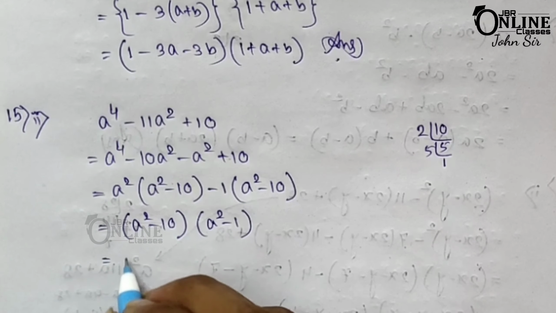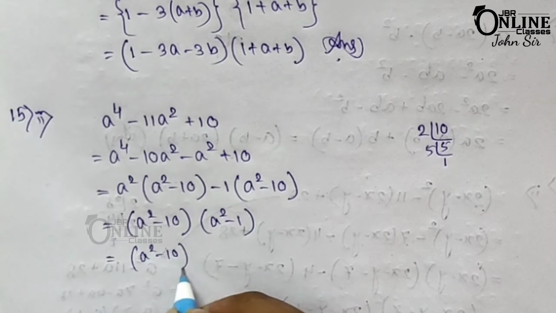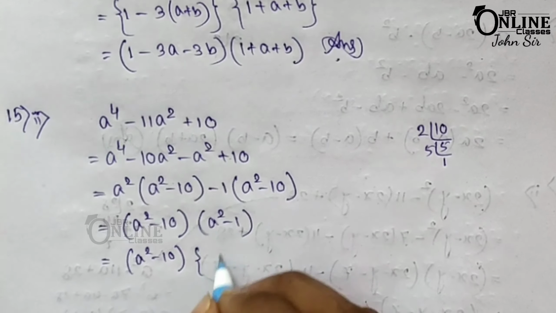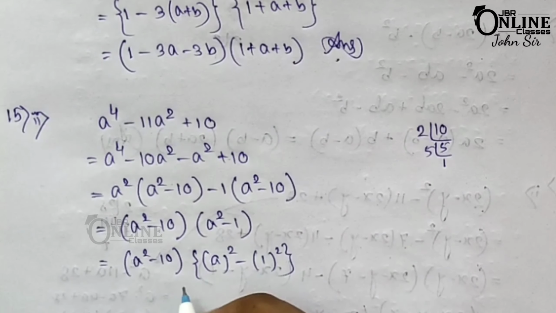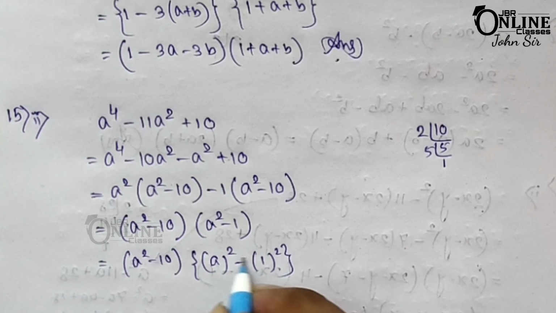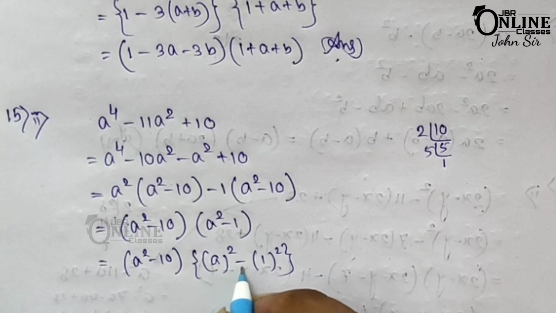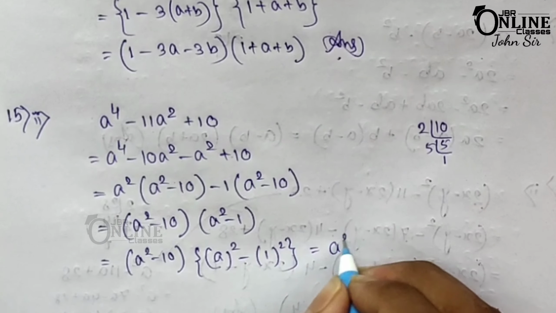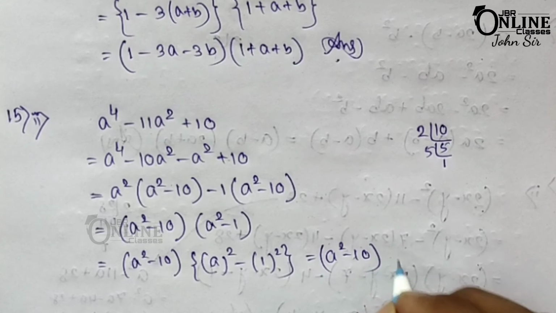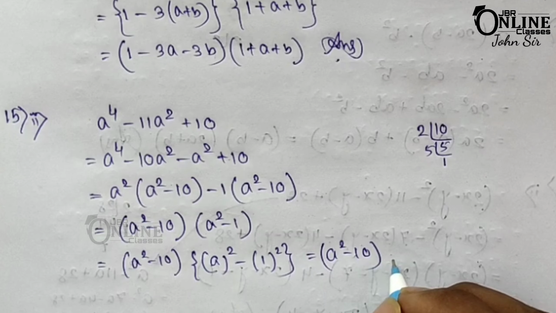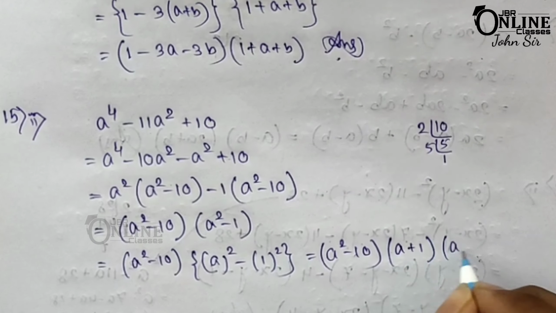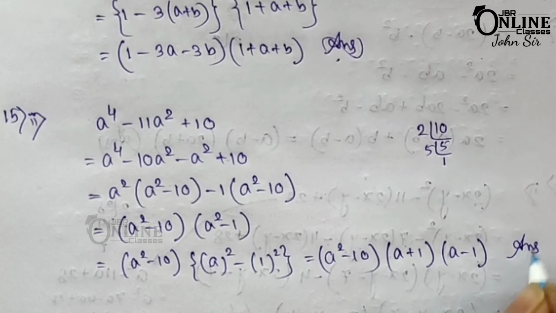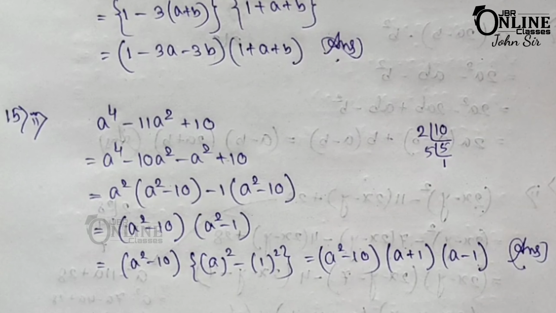Now for the next term you can change a square as a whole square and 1 as 1 whole square. So you can easily apply the formula of a square minus b square. And you know the formula. What is the formula of a square minus b square? It will be (a plus b) and (a minus b). So you can write here a plus 1 and a minus 1. So that is your final answer.